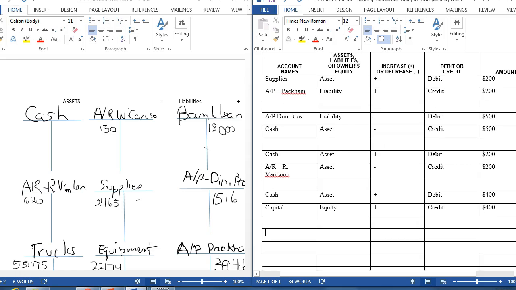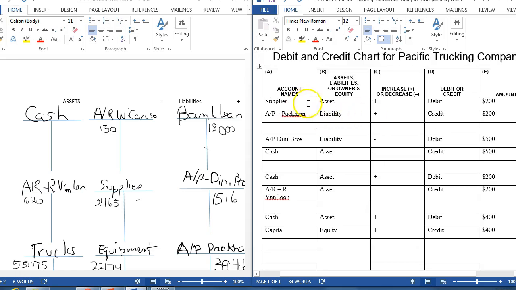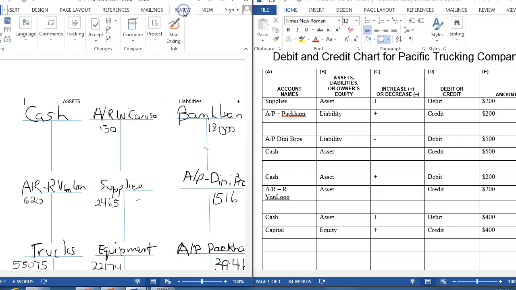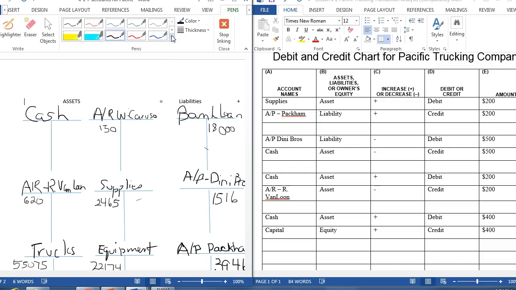So I'm going to bring this back up again. So we're going to do the first one. So you said supplies is an asset. It increases on the debit side. So we're going to record this entry in our T accounts. And hopefully it lets me here. View, review, start inking. Okay. So hopefully it lets me record this. So this first one, supplies, is debiting $200. So I record that entry on that side for this first one.